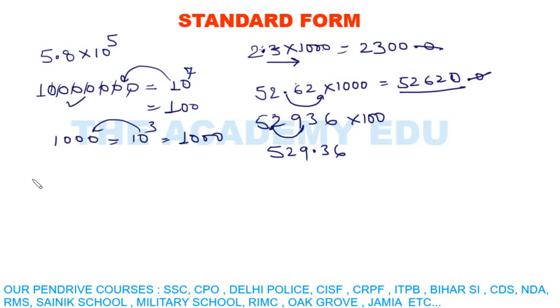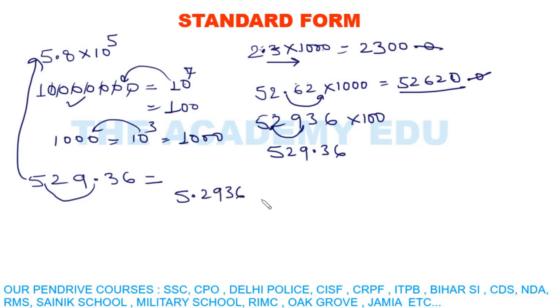Now suppose we have 529.36 and I want to write it in standard form. In the standard form we always put the point just here. So I will write 5.2936 into 10 raised to the power. How many places do you bring it to the left side? 1, 2. So power 2. 10 raised to power 2 means 100.